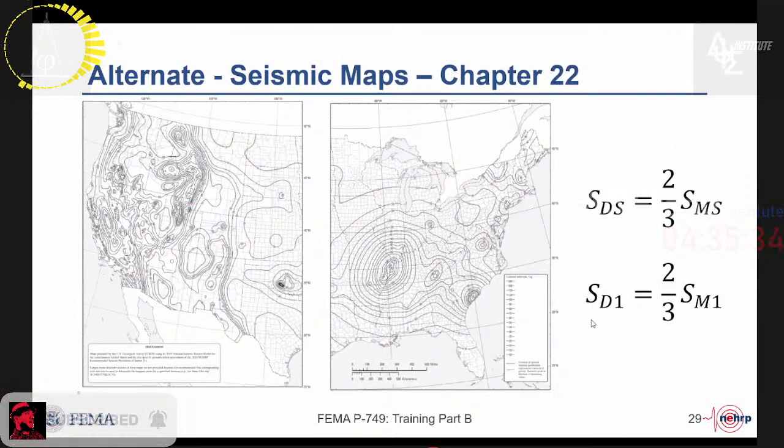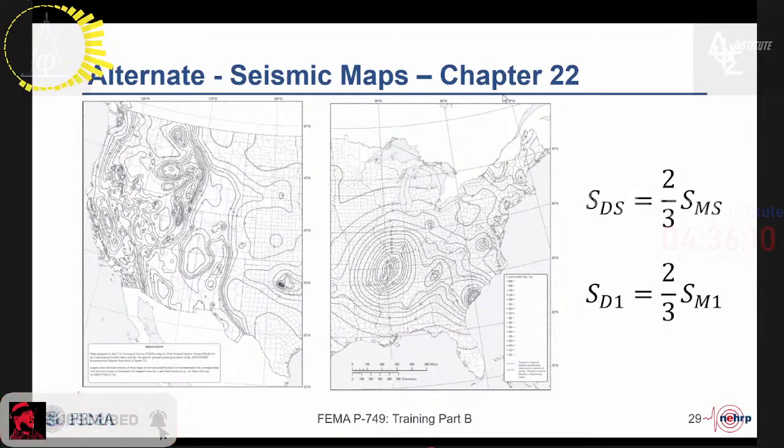The old editions of ASCE 7 had a series of maps in chapter 22 by which you could determine your S sub S and S sub 1 values, and there was a procedure by which you could use F sub A and F sub V coefficients to convert those S sub S and S sub 1 values into the S sub DS and S sub D1 values needed for design. That no longer exists in ASCE 7-22. We want you to use the ASCE seismic hazards tool to determine these values.